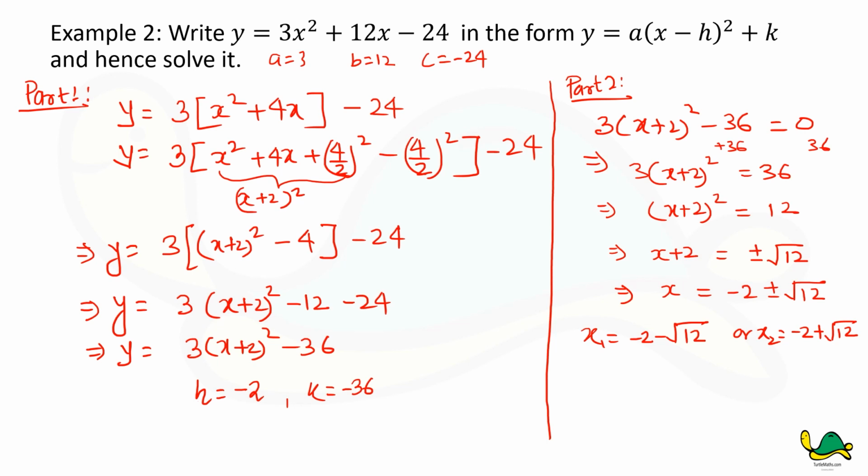If you plot the graph of your function, since your a is positive, you will have a concave up parabola, and this parabola will intersect at x1 and x2. The values of x1 and x2 are given to you, and this h comma k, which is minus 2 and minus 36, is the coordinate of the vertex, which is negative 2 and negative 36. Let's see how we can do a more complicated problem, and that's what we are going to do in example 3.